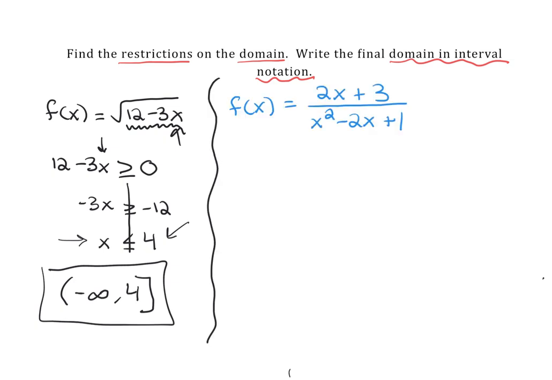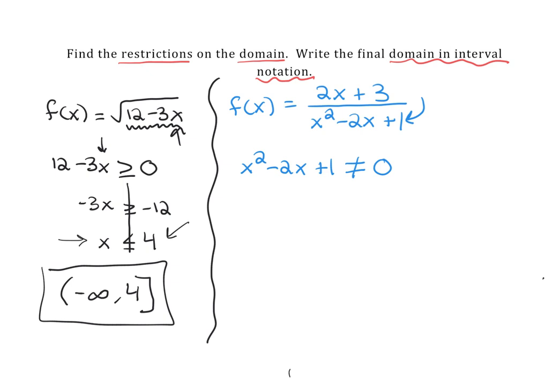Okay, here's our second function. So this time there's no square root, but I do have this fraction. So what might a restriction be? Well, I know that denominators cannot be 0. They can be positive, they can be negative, but they cannot be 0. So x squared minus 2x plus 1 cannot equal 0.